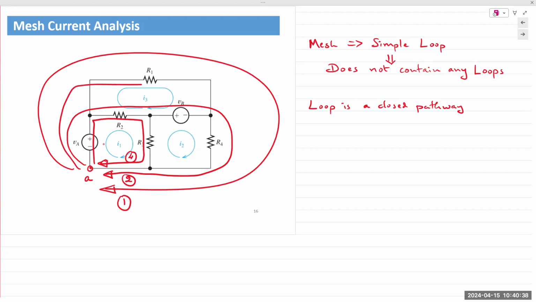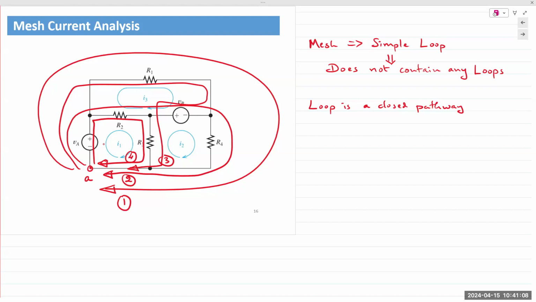I can still find another loop like this to come back to A. I haven't even touched on the right side of the circuit yet, but I've drawn out 4 electrical loops just from that single point. If you take a look at these 4 loops, 1, 2, 3, 4, what do we see? 1 is the outer loop, the really big loop.